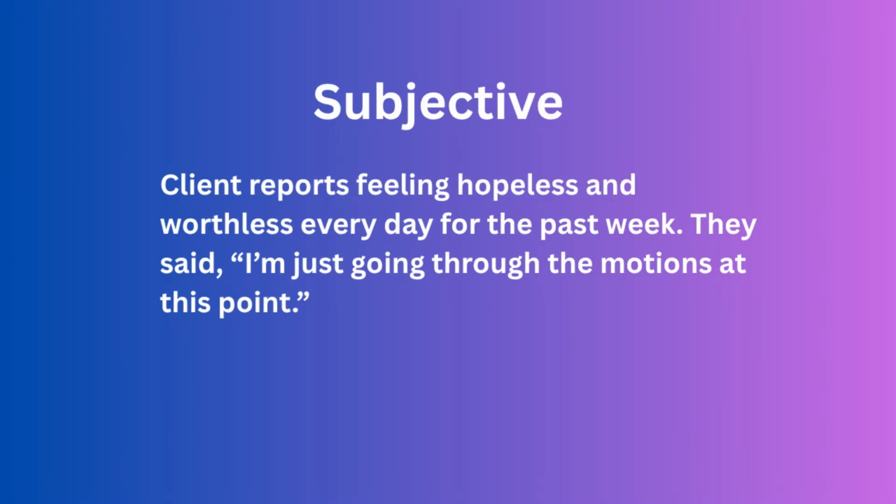For example, instead of just writing "client is depressed," write something like "client reports feeling hopeless and worthless every day for the past week. They said, 'I'm just going through the motions at this point.'" That gives you time-based symptoms and direct emotional content, which is what the insurance reviewers look for. A common mistake here is being vague or too short. Writing just "client reports doing okay" tells us nothing about symptoms, emotion, or impairment.